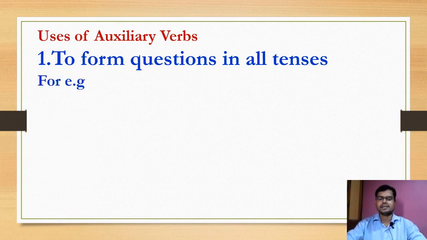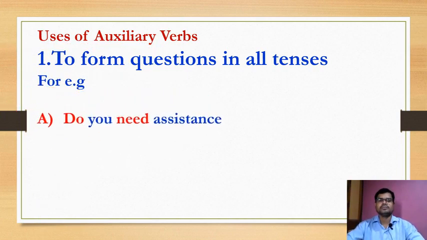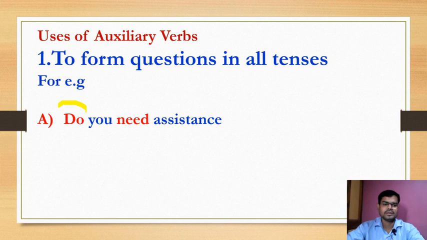So just check here how we use them. Like you can see here, "Do you need assistance?" Here we have used "do" for making a question. "Do you need assistance?" Okay, have you understood? As you can see here, this "do" is nothing but an auxiliary verb which can be used for asking a question in present tense.